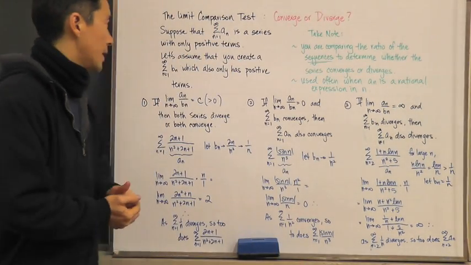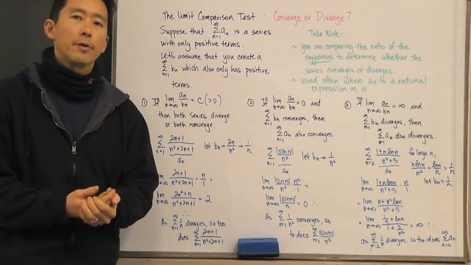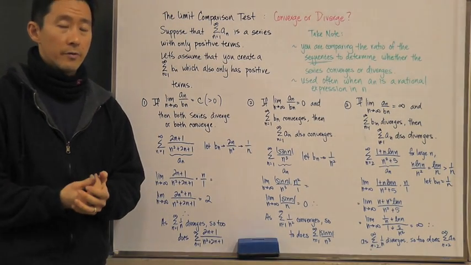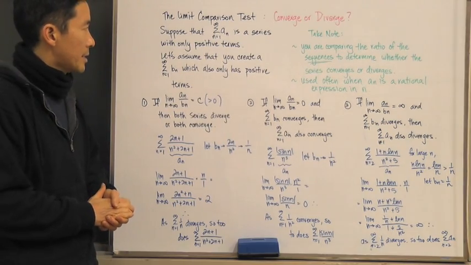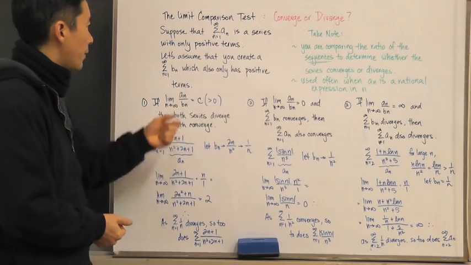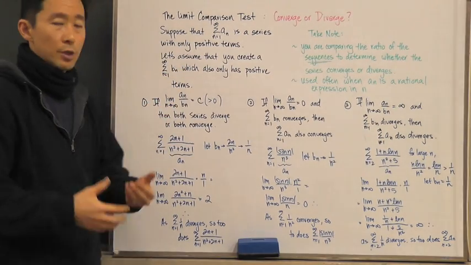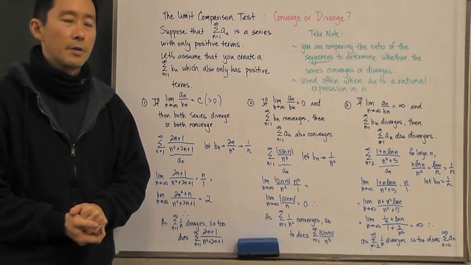Hello everyone, let's go ahead and take a look at the limit comparison test. Again, we're trying to determine whether or not an infinite series converges or diverges. Now suppose that we have an infinite series a sub n that only has positive terms, and we also have an infinite series which you create called b sub n, which also only has positive terms.